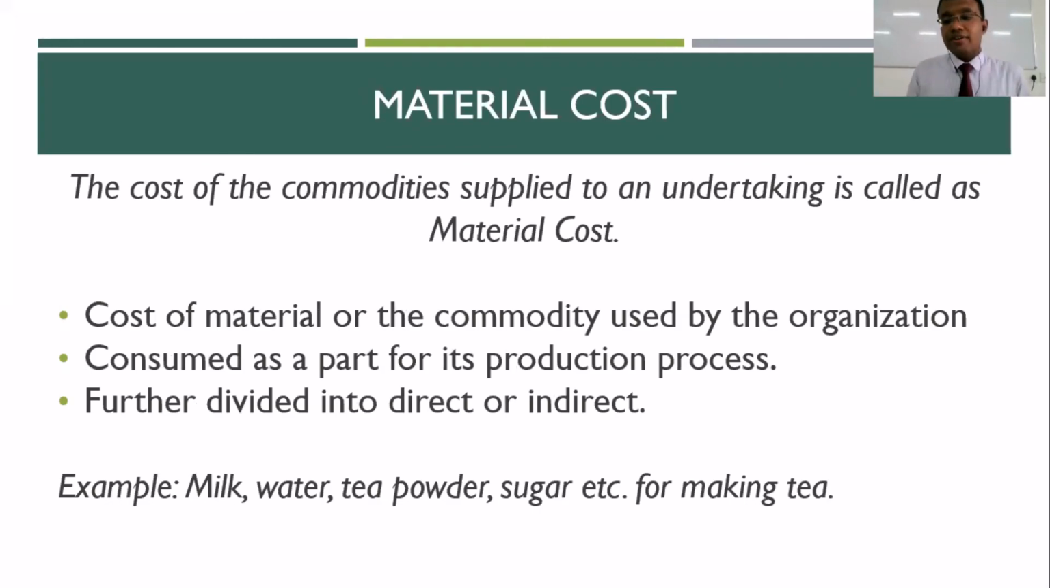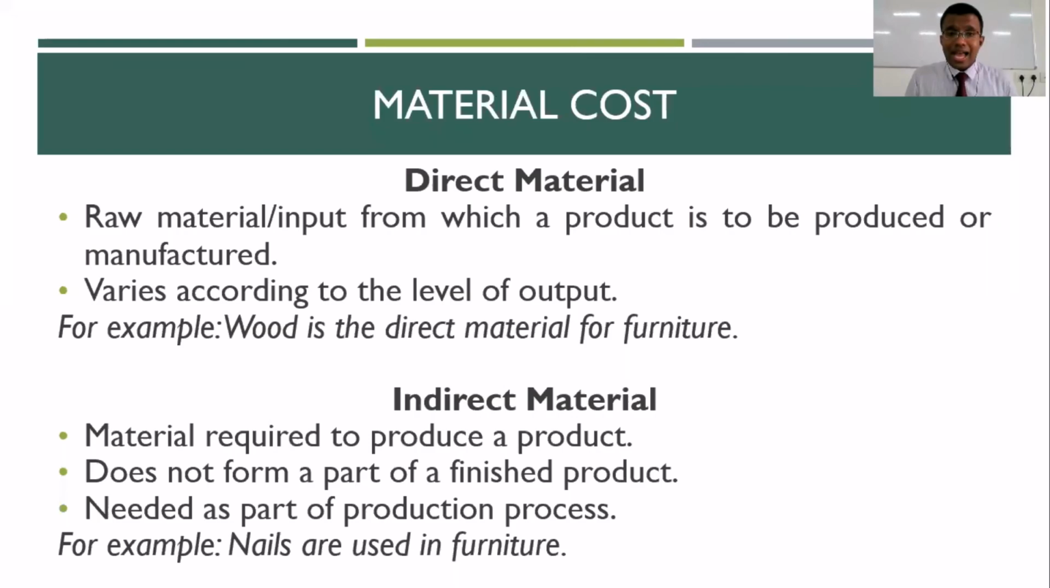Material cost refers to the cost that is incurred as a part of the raw materials which are consumed. This can be direct and indirect in nature. Direct are those which can be tagged directly with your production process, but any other material that you consume as a part of your production activity is called indirect material.